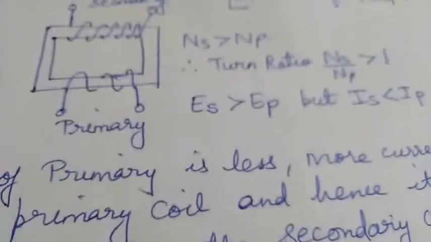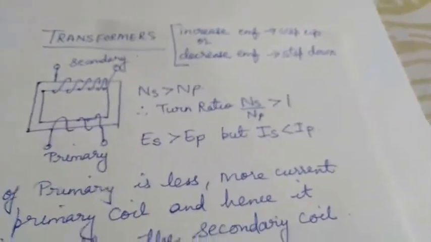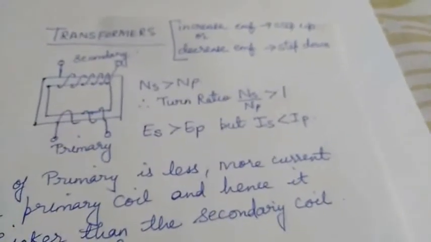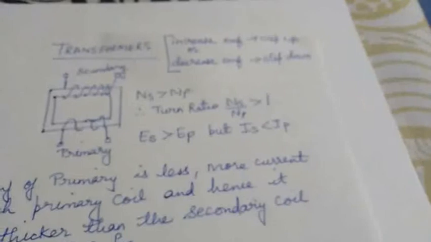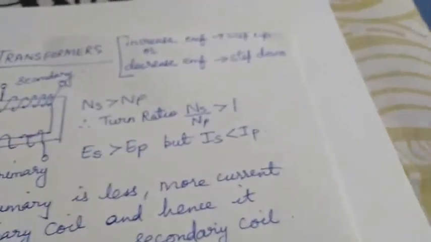If you want to step up, then you have to increase the number of turns in the secondary. The number of turns in the secondary should be greater than the number of turns in the primary. That is, Ns must be greater than Np. Naturally, when Ns is greater than Np, the ratio will be greater than 1, and so Es is also greater than Ep. But Is will become less than Ip, because the more the EMF, the less the current; the less the EMF, the more the current.